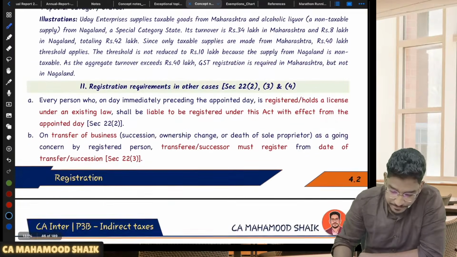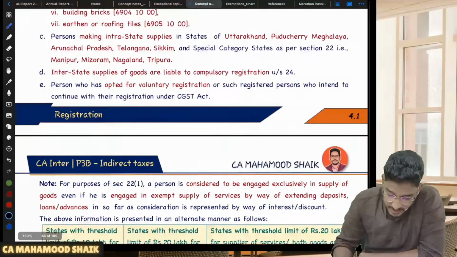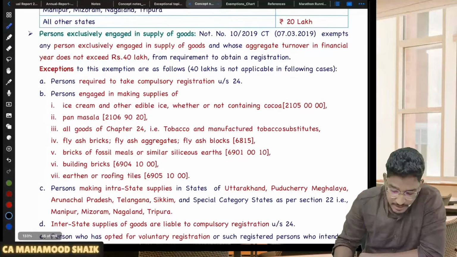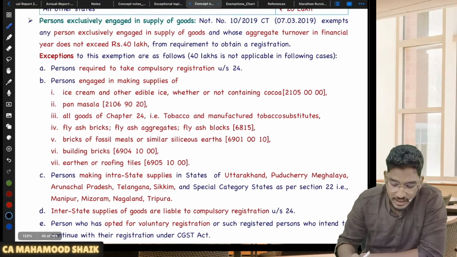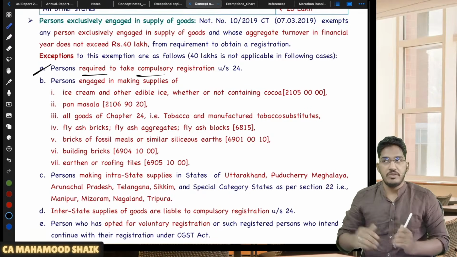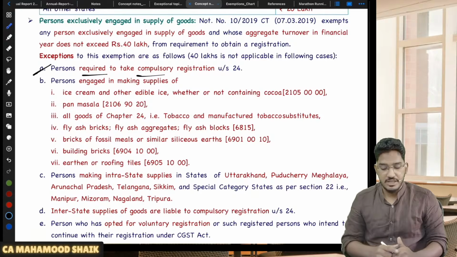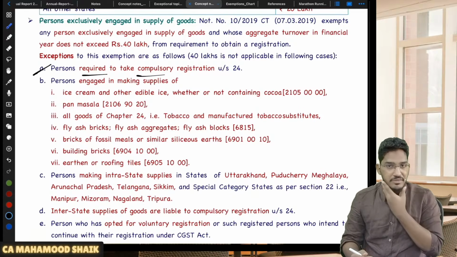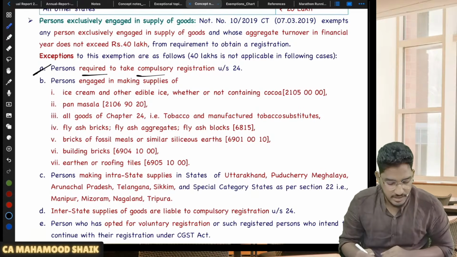Sir, what are those exceptions? Where even though I am exclusively engaged in supply of goods, still I can't enjoy that 40 lakh rupees of threshold limit. When you are required to take compulsory registration. If you are a person falling under section 24 who is liable to take compulsory registration, then no limit will become applicable for you. You are liable for compulsory registration.